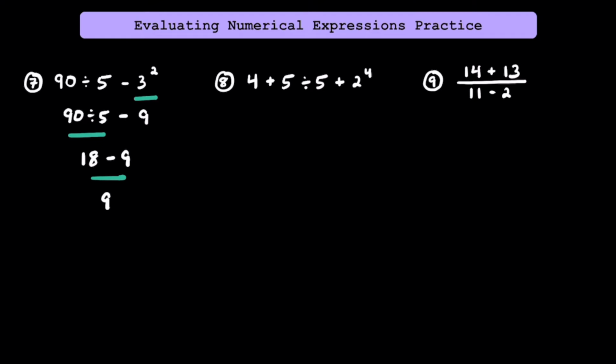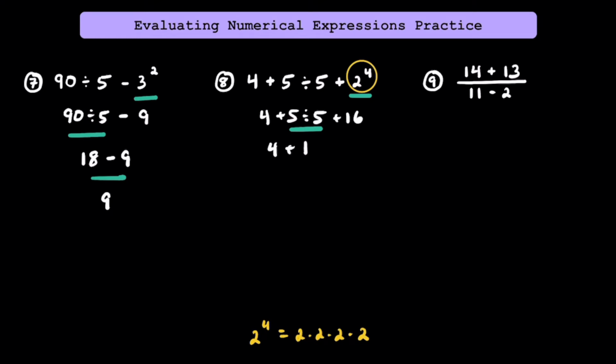In number 8, we have 4 plus 5 divided by 5 plus 2 to the 4th power. Again, the power is going to go first here. 2 to the 4th power is going to equal 2 times 2 times 2 times 2, which is equal to 16. So we can write 4 plus 5 divided by 5 plus 16. Division comes next, so we're going to have 5 divided by 5, which is 1. We'll have 4 plus 1 plus the 16. From left to right, 4 plus 1 is going to equal 5, so we'll have 5 plus 16, and that's going to be equal to 21.